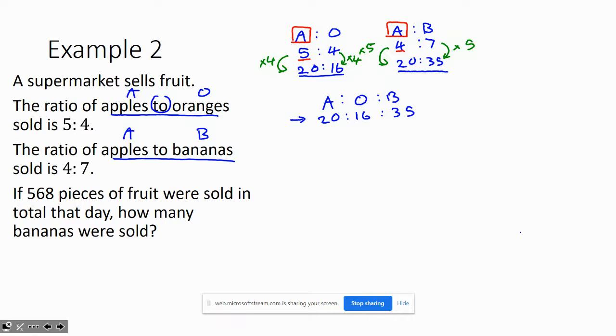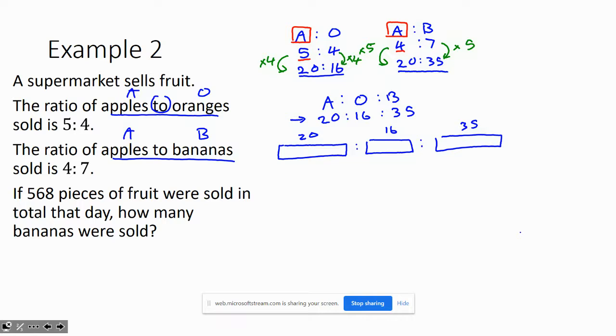So to find out how many bananas were sold that day, if 568 pieces were sold altogether, what we could do is split this up into apples has 20 boxes, oranges has 16, bananas has 35. And you can see why it would be a pain to do the bar model for this in full, right? Doing all of the boxes for each one.